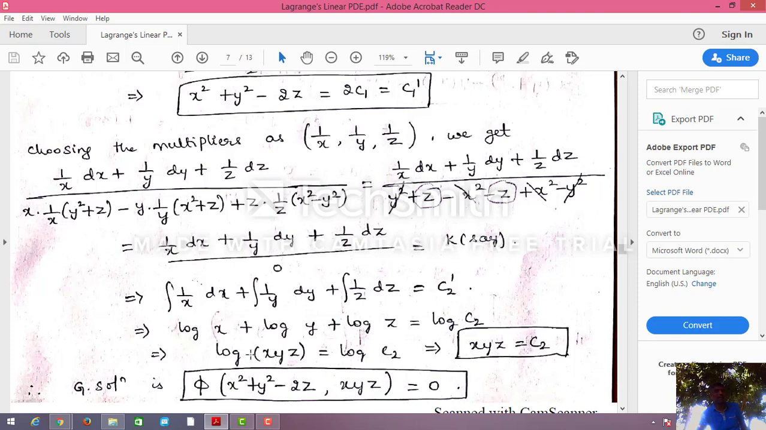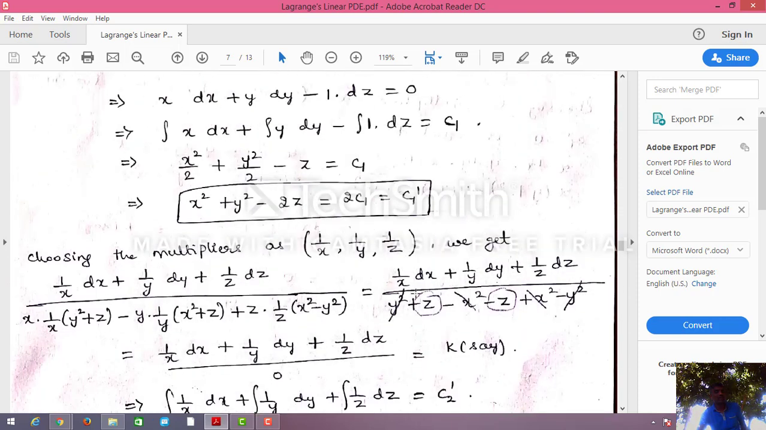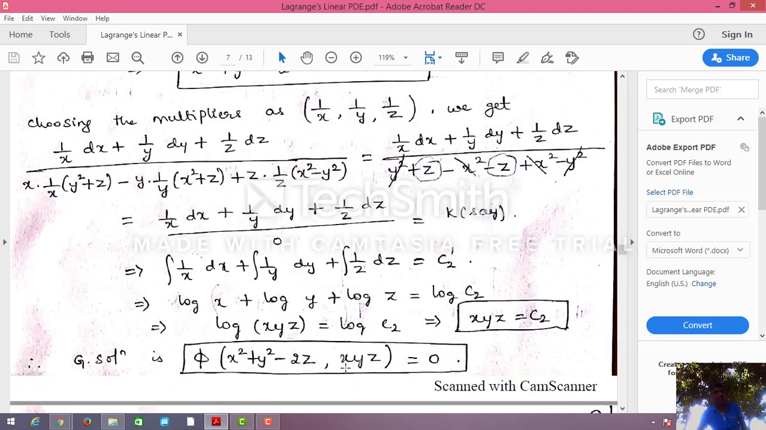So that formula has been applied. log xyz equal to log c2. Now xyz equal to c2, I'll write. So what are the two solutions? One solution I already told: x square plus y square minus 2z equal to c1 dash. Another one should be xyz.